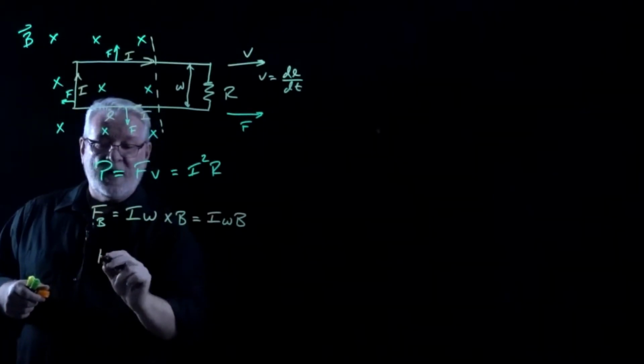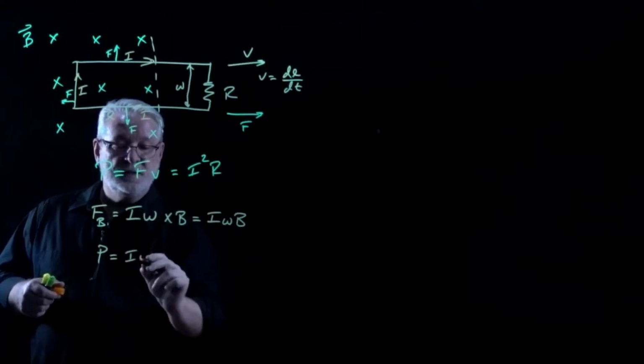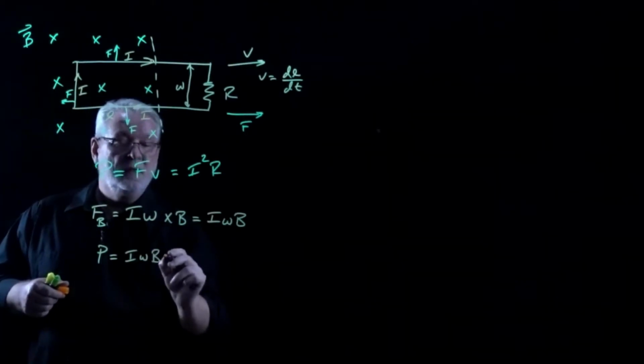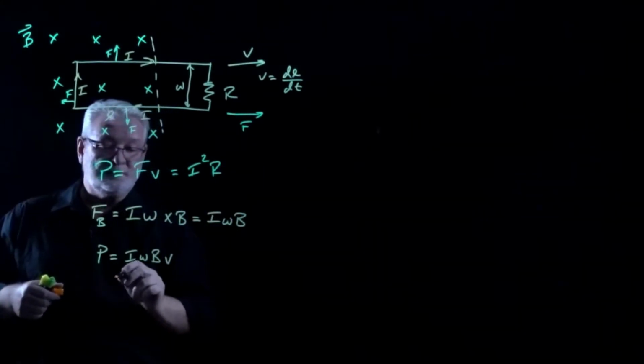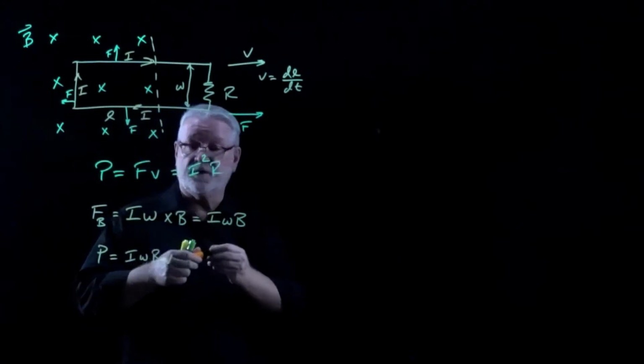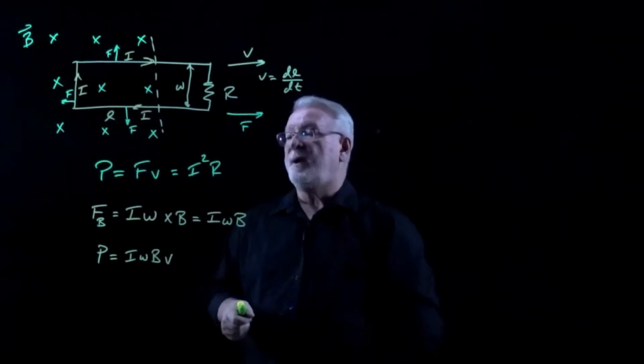So the power for this side is going to be IWB times the velocity, V. So that takes care of the power for the left side of the equation, this one right here. Now I'll do the power for the right side.